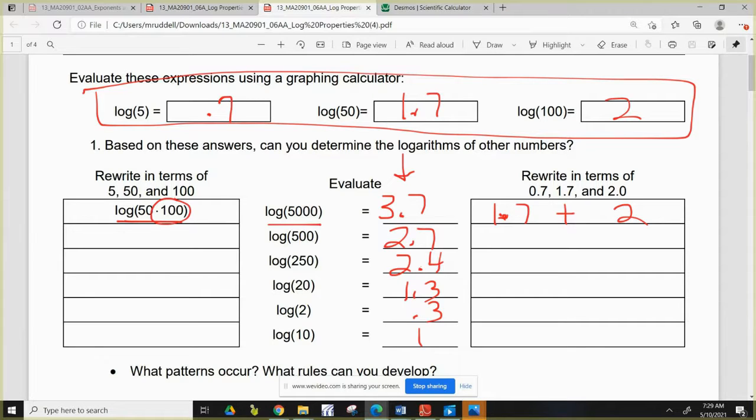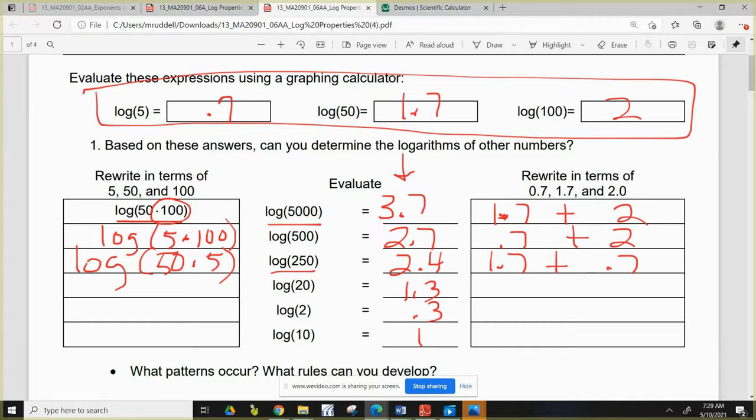What do I do with those two to get the 3.7 that's in the middle? You add. Log 500 is 5 times 100. I just rewrote 500 as 5 times 100. Log 5 is 0.7. Log 100 is 2. What happens when you add those two? You get 2.7. It's in the middle. What about log 250? I can write that as 50 times 5. Log 50 is 1.7. Log 5 is 0.7. What do I do with those to get the 2.4 that we found in the middle? You add.